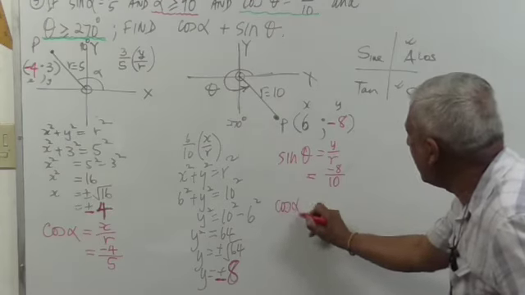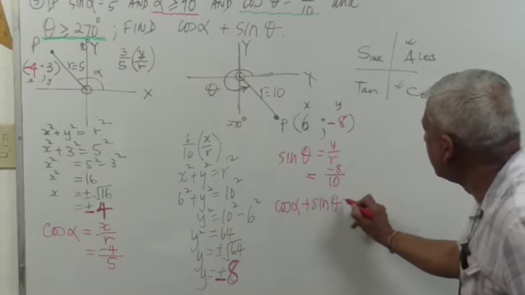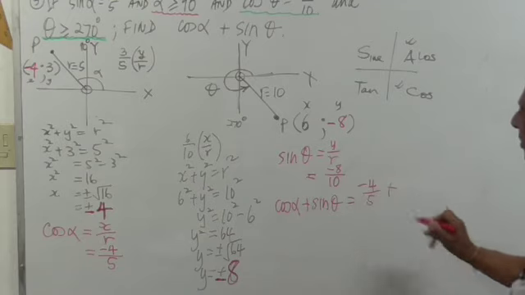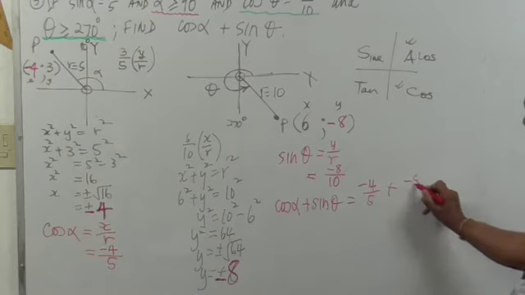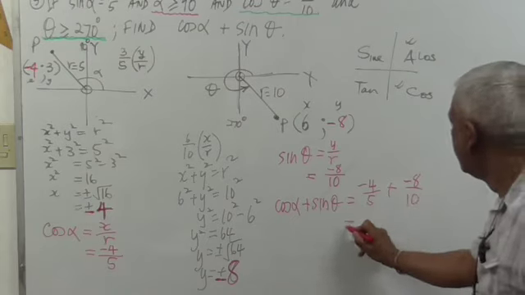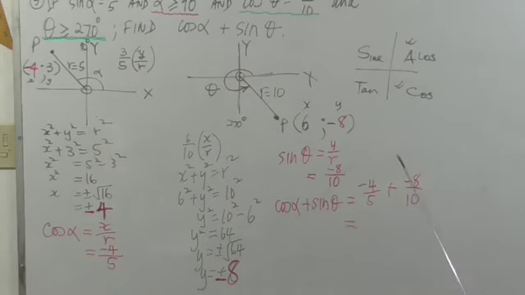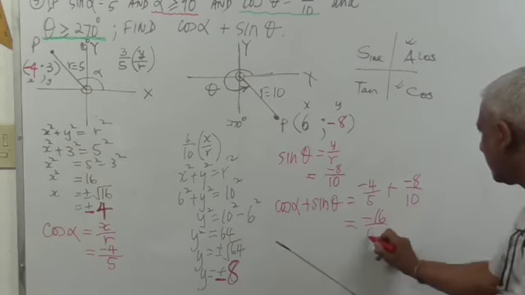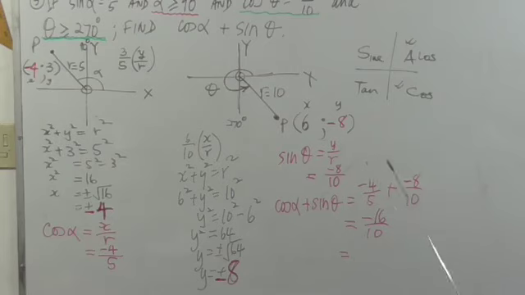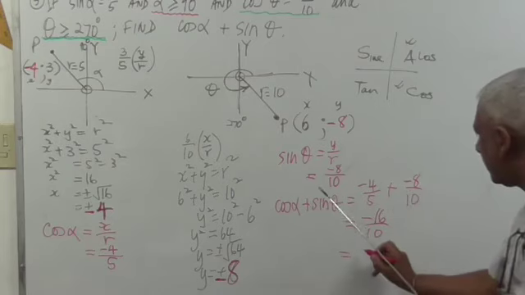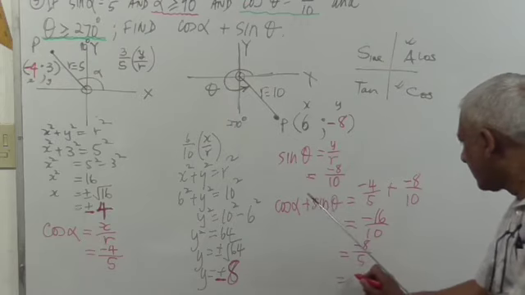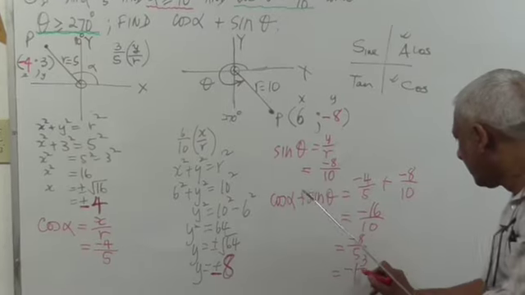So cos alpha plus sine theta. Cos alpha is negative 4 over 5. Negative 4 over 5 plus sine theta, which is negative 8 over 10. And you put that in your calculator. If you put that in the calculator, you will get negative 16 over 10 simplified. You will get negative 8 over 5 simplified. You will get negative 1 and 3/5.